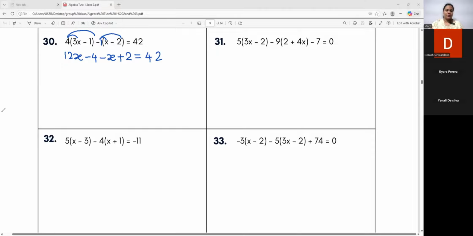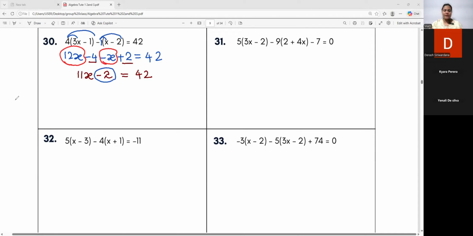Then we have 12x and minus x. Like terms, simplify. 12 minus 1 is 11x. Minus 4 plus 2. Different signs. 4 minus 2 is 2. Sign of the bigger number. Minus 2 equals 42. Then can I move this minus 2 to the right hand side because 11x is already positive?